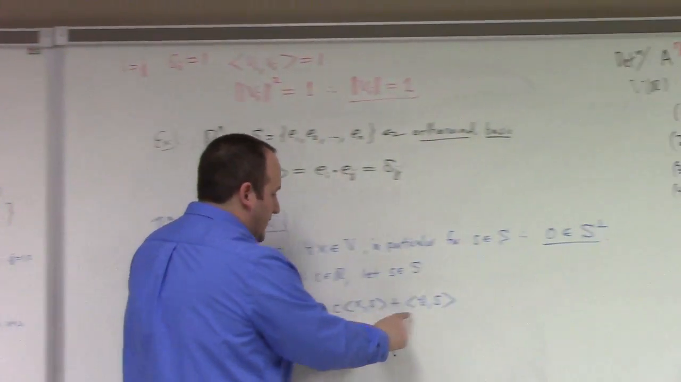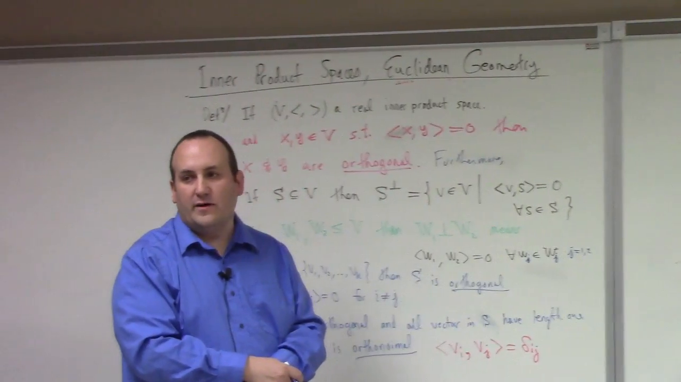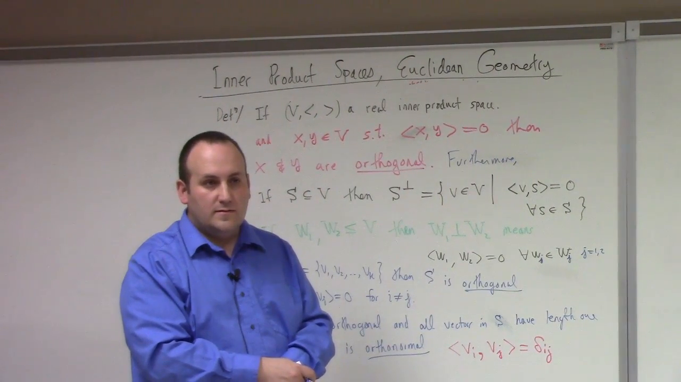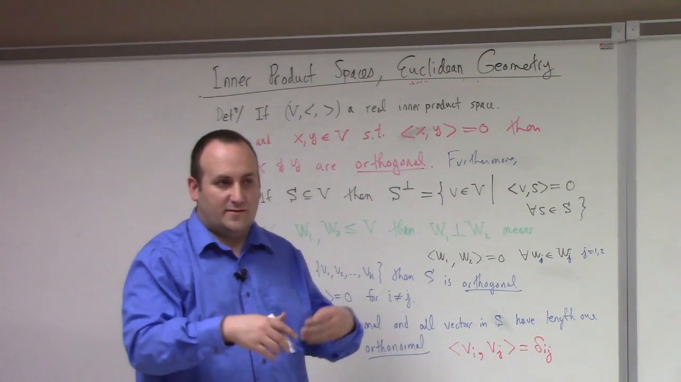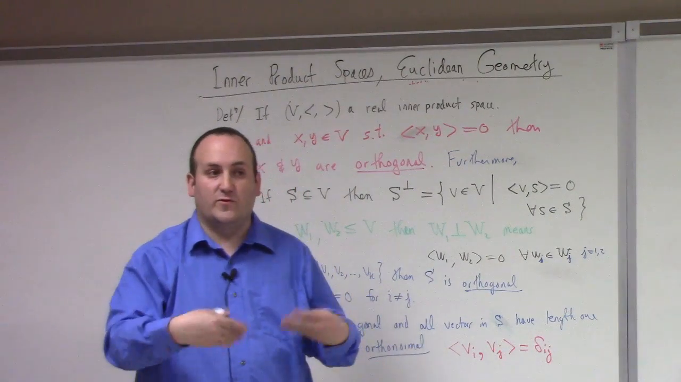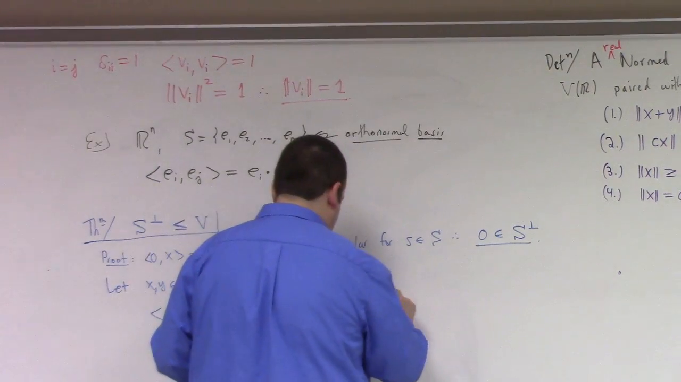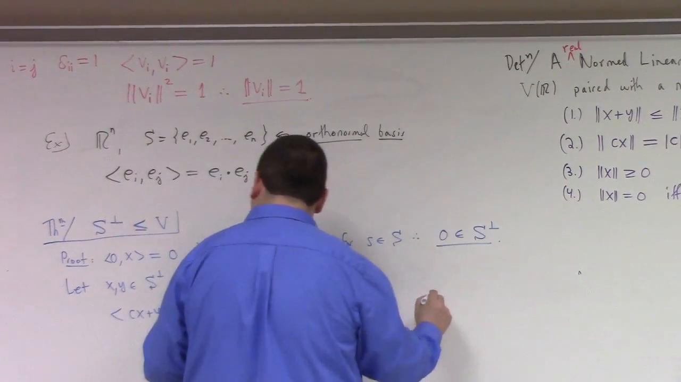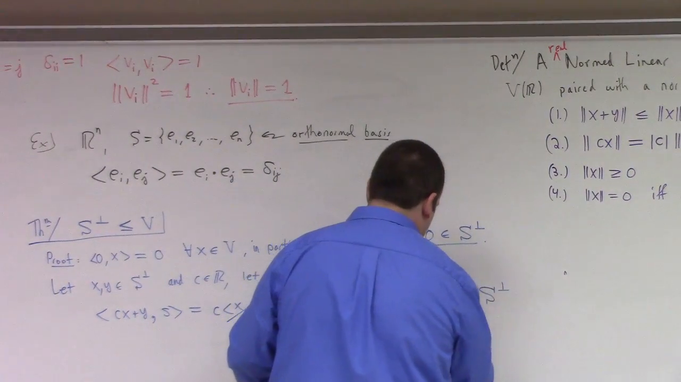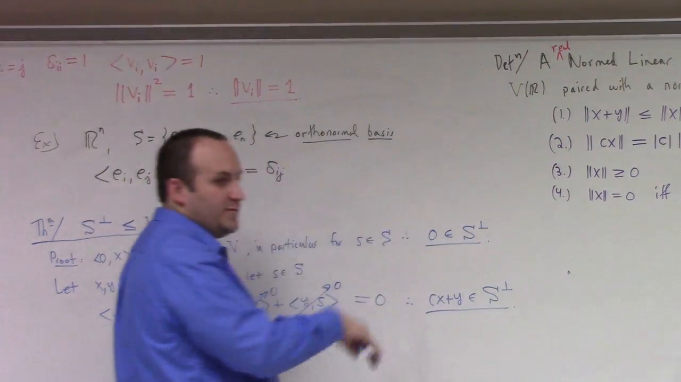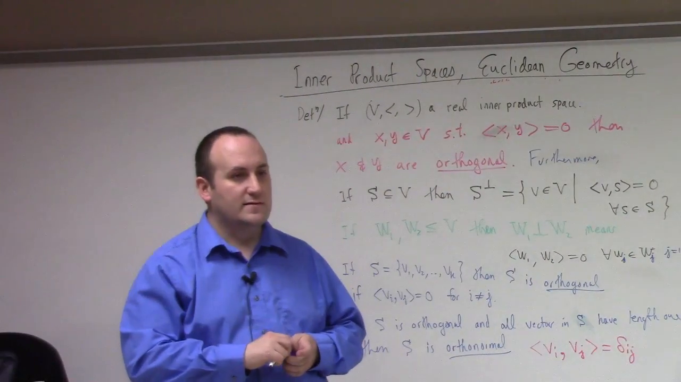So anyway, these are what? Why are those 0? Because I'm assuming x and y are in the perp, which means they're orthogonal to everything in S. Those inner products are by assumption 0. So this is equal to 0, so therefore cx plus y is again in the perp. And it follows from the subspace test that the perp is a subspace.